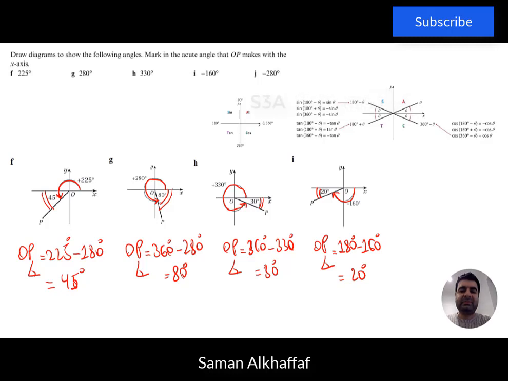Now we look at part J, which is minus 280 degrees. Again, we're moving in the clockwise direction here, and we can see that for us to find the OP angle, we will have 360 degrees take away 280 degrees, so that will give us 80 degrees as the angle that OP makes with the x-axis as shown here. And this will be our answer for this question.